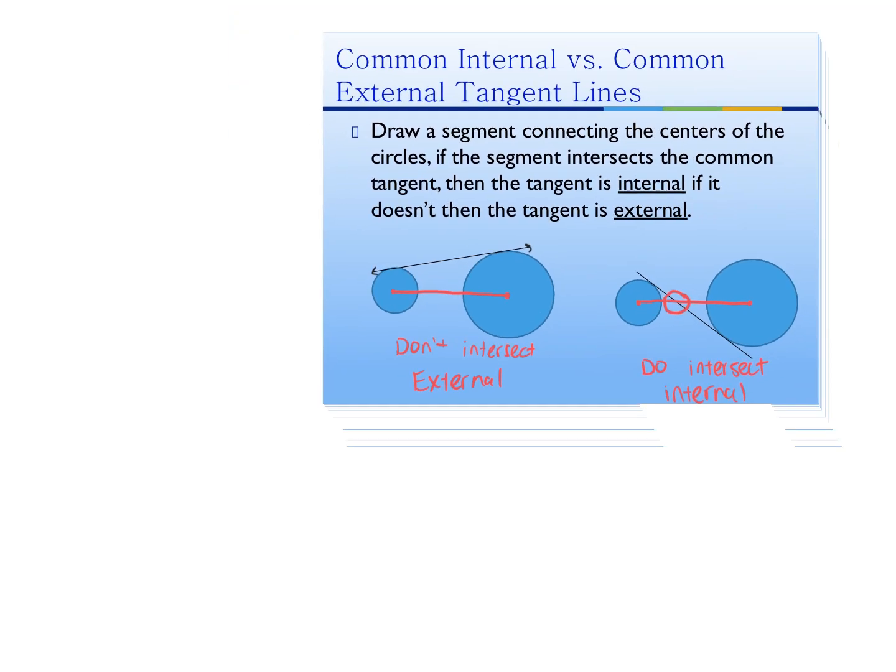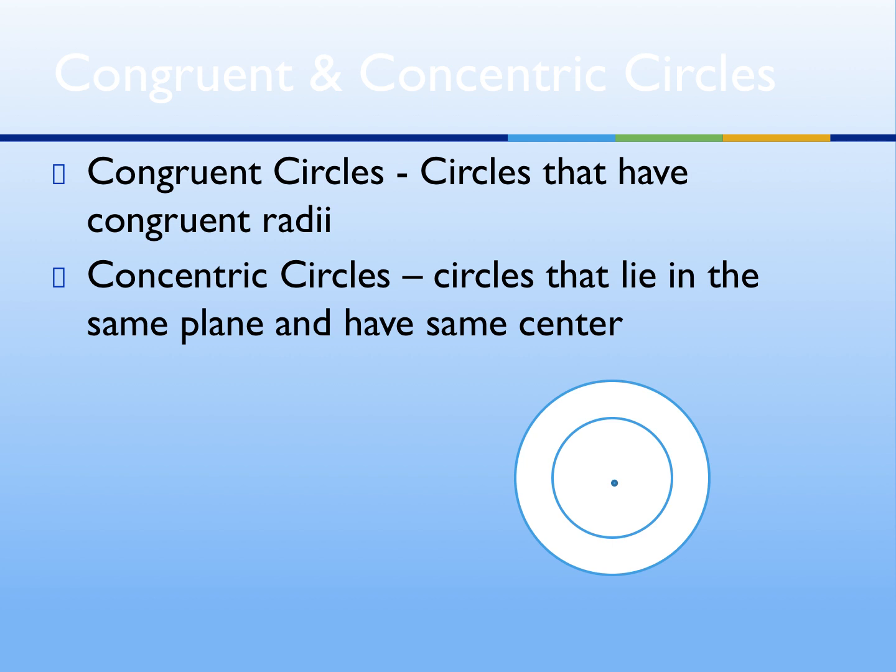Okay, so next thing we're going to talk about is the difference between congruent and concentric circles, okay? Congruent circles are circles that have congruent radii. How I want you guys to point this one out is I want you to draw the radius of the inside circle and give it a segment mark so you know it's that distance long. Then draw a similar sized circle over here and give it the same length for the radius.